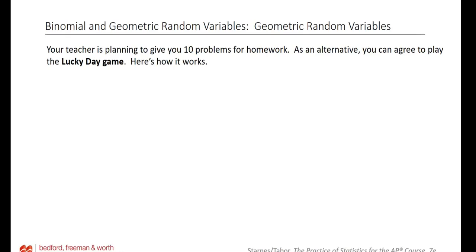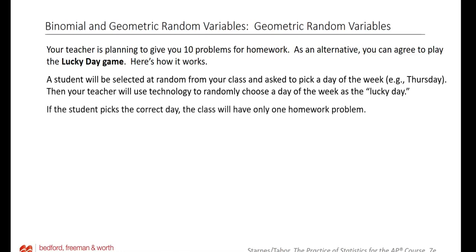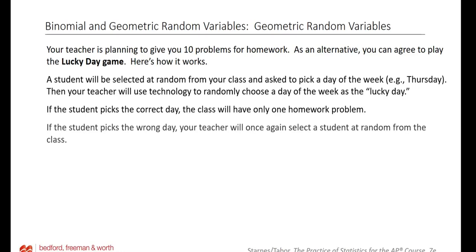Your teacher's planning to give you 10 homework problems, but you can have a chance to play the lucky day game. A student will be selected at random from your class, asked to pick a day of the week, like Thursday. Teacher will use technology to randomly choose a day of the week as the lucky day. If the student picks the correct day, I guess out of 7, class will only have 1 homework problem.